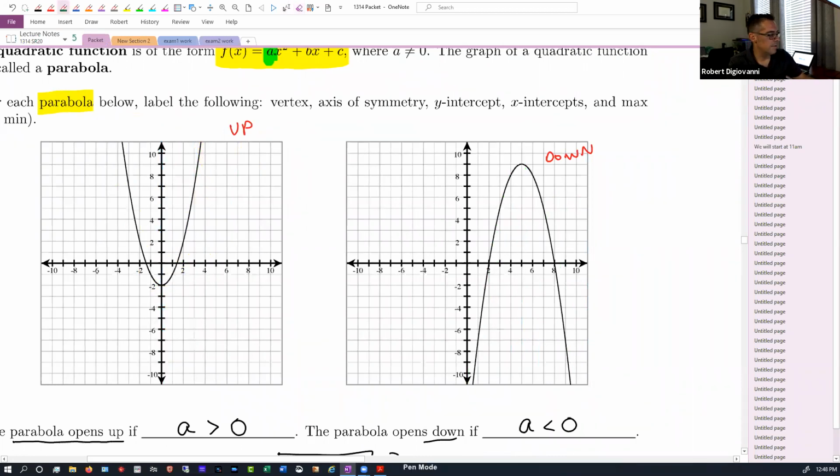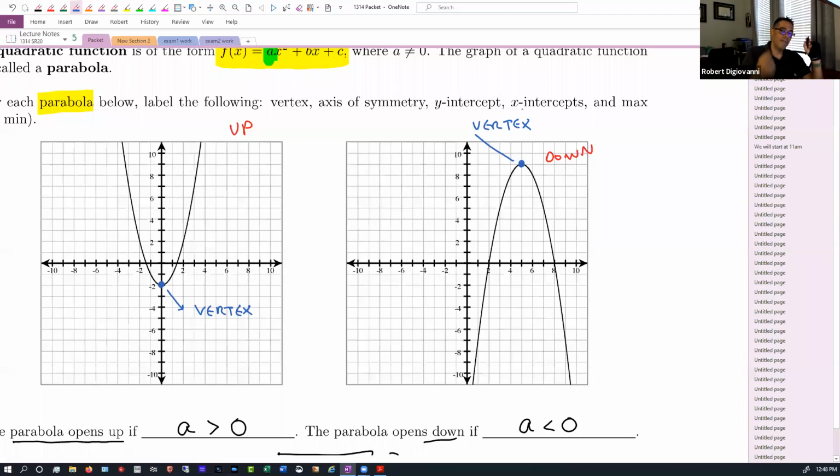So there's a very important point on a parabola. On the parabola on the left, if a parabola opens up, this would be the lowest point on the graph. This is known as the vertex. And on the parabola that opens down, it would be the highest point on the graph. It's known as the vertex. So the vertex of a parabola is a very important point because it tells you either the lowest the parabola ever goes or the highest it ever goes.